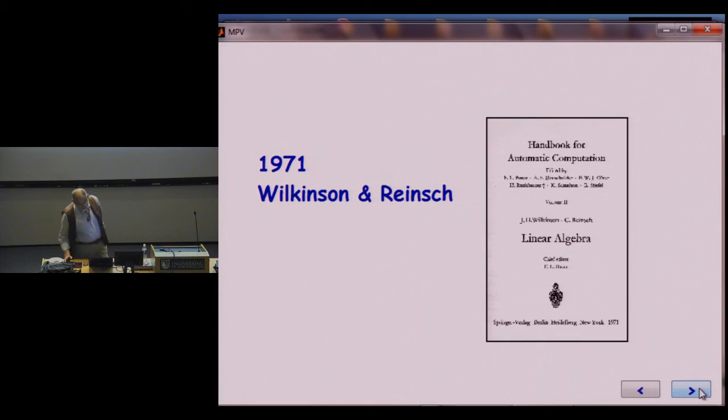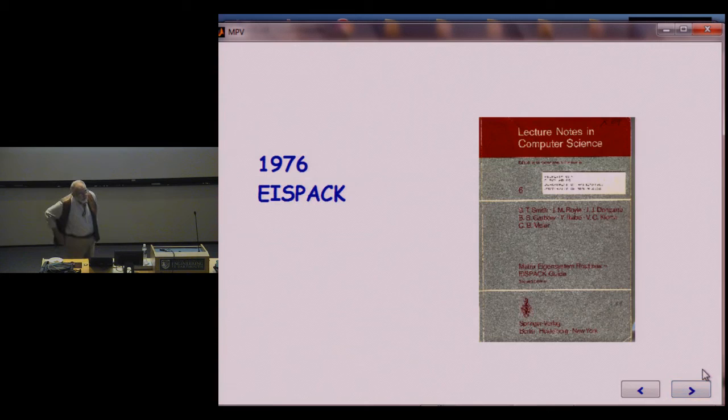with Householder and Bauer as editors. People at Argonne translated Wilkinson's ALGOL into FORTRAN to make it more widely available, and that became EISPACK, for Eigensystem Package. Here's one of the two volumes of the user's guide. Half a dozen people at Argonne worked on that, and I visited Argonne in the summers, so my name is on this as well.